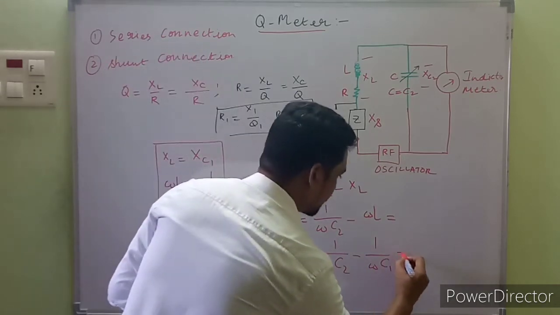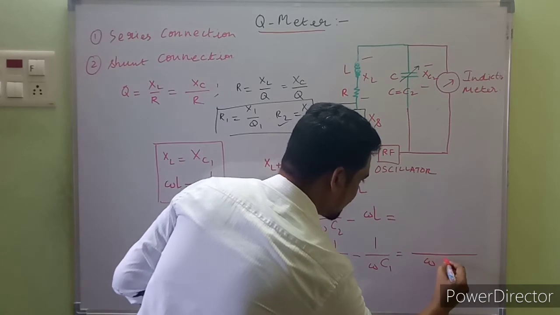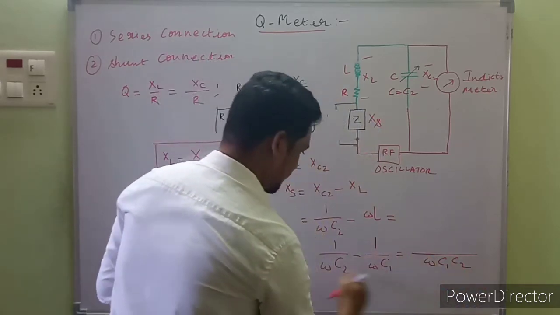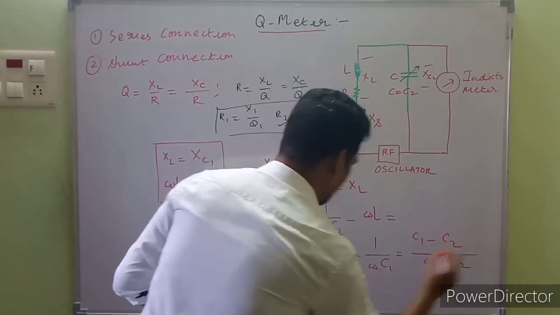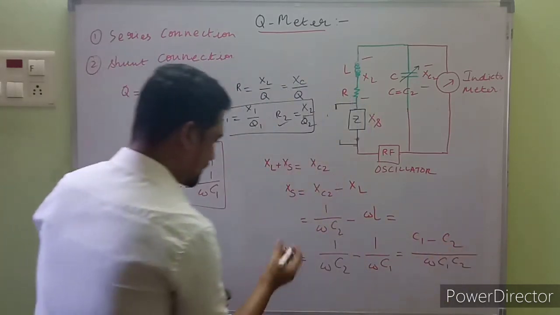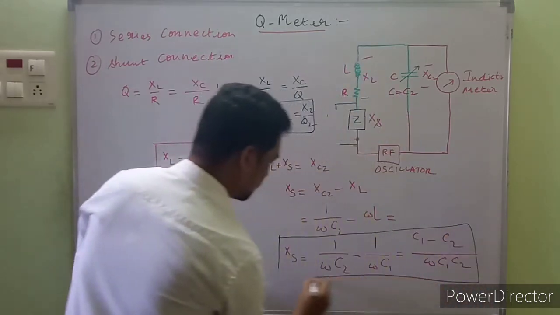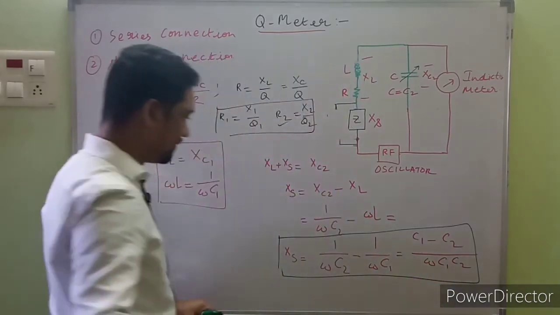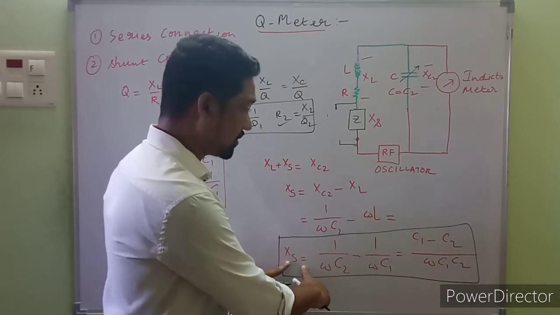Simplifying this one, it will be LCM, omega C1 C2, and cross multiplying, we already have omega, so it will be C1 minus C2. Hope you can see this one. XS, you will see this expression, XS is equal to C1 minus C2 upon omega into C1 C2. And you have another statement from here, a continuation to this one.